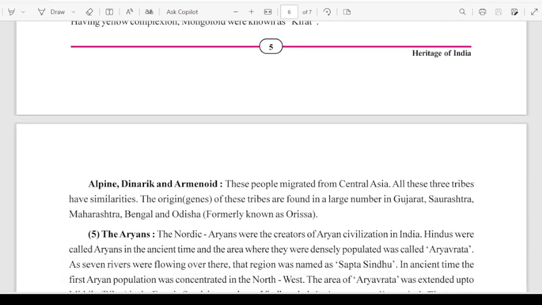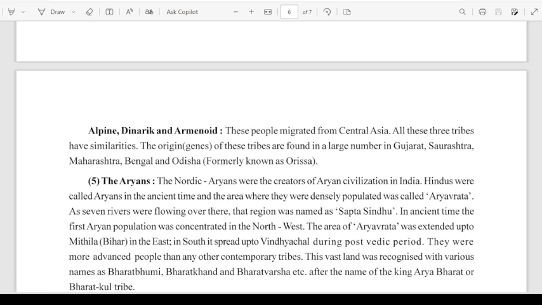Alpine, Dinaric, and Armenoid. These people migrated from Central Asia. All these three tribes have similarities. The origin, genes of these tribes are found in a large number in Gujarat, Saurashtra, Maharashtra, Bengal, and Odisha.